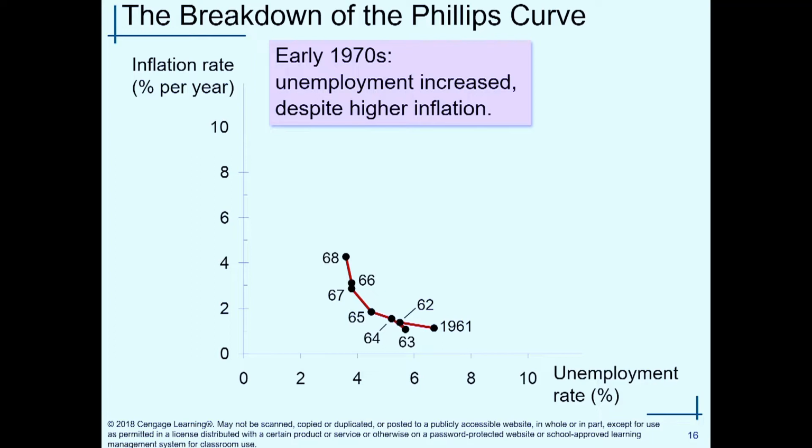Between 1961 and 1968, the economy moved along the Phillips curve. We had positive shifts in the aggregate demand curve. Unemployment fell. The inflation rate grew moderately. However, something happened in the early 1970s. From 69 to 71, we almost had this horizontal shift back up.